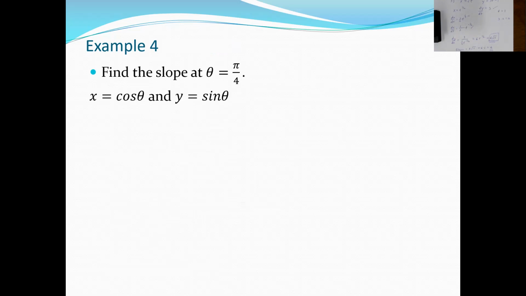Okay, example 4. Let me get the paper here. All right. Find the slope at theta equals pi over 2. And your two parametric equations are x is cosine theta and y is sine theta.